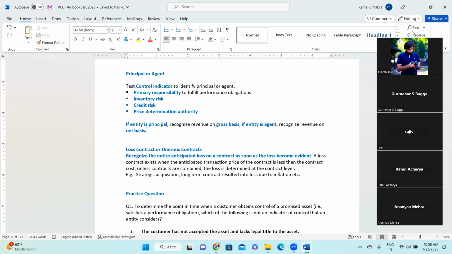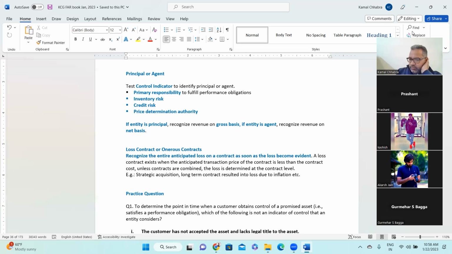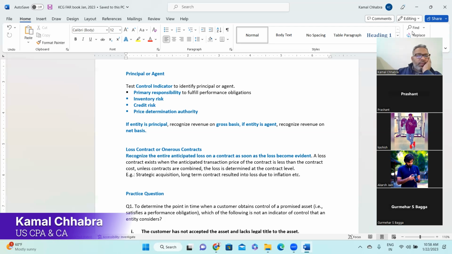Okay. Anyone else would like to add anything? Yeah, I think you guys have rightly pointed out why we need to identify somebody as principal or agent, because the recognition of revenue is different for both of them. So the principal will recognize the revenue on a gross basis, that is total sales, whereas the agent needs to recognize only on a net basis, that is his or her commission. For example, you might be dealing with property dealers, right? What are these property dealers? They are all agents, right?